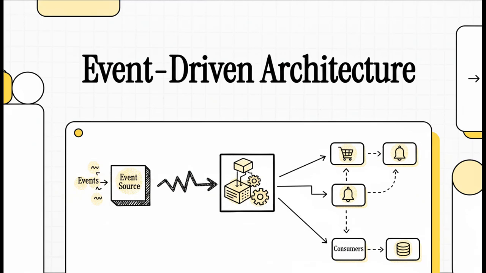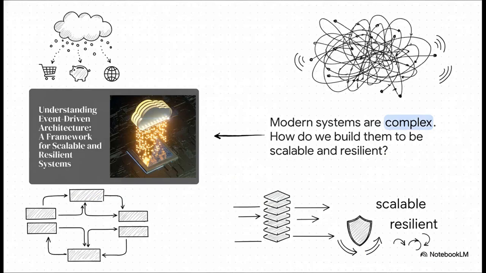Welcome to The Explainer. Today, we're going to talk about something that's basically the secret sauce behind how giants like Netflix and Uber can handle just massive, massive scale. It's called event-driven architecture. So let's jump in and figure out what it is, and more importantly, why you should care. You know, our whole digital world runs on these incredibly complex systems.